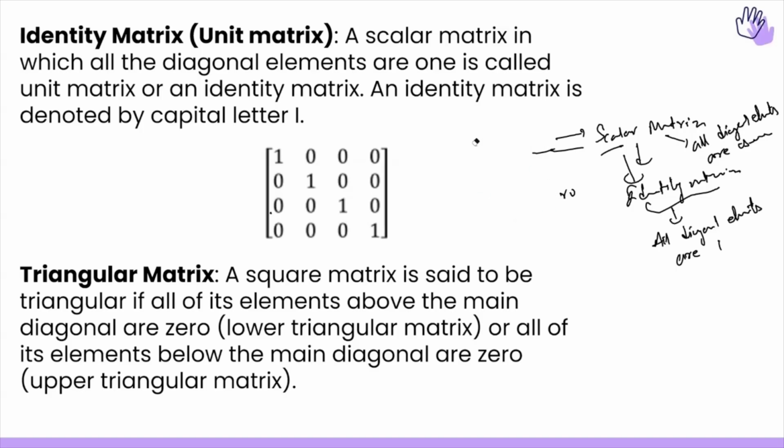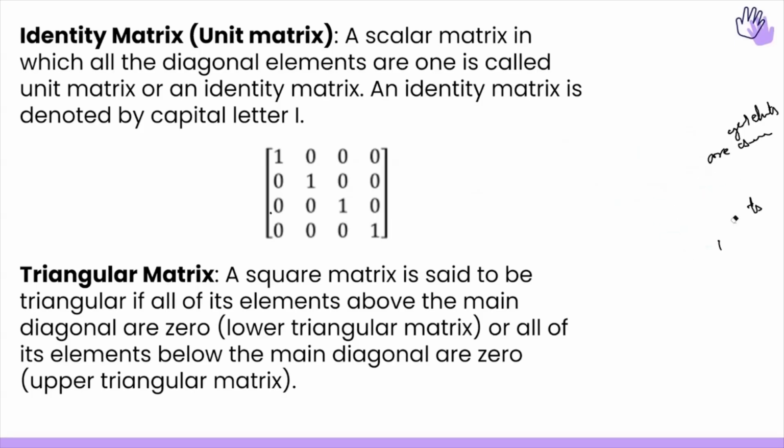Now coming to the next thing, triangular matrix. What is a triangular matrix? A square matrix is said to be triangular if all of its elements above the main diagonal are 0, or all of its elements below the main diagonal are 0. So above the main diagonal are 0 or below the main diagonal are 0. We'll see that now. How does it look?